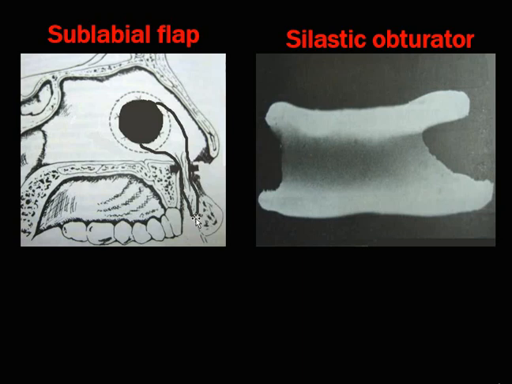Then a sublingual flap also can be taken from the sublingual mucosa and kept in the perforation. And if not, then a Silastic obturator can be used to close the perforation, but that is not true surgery. That is simply an implant.